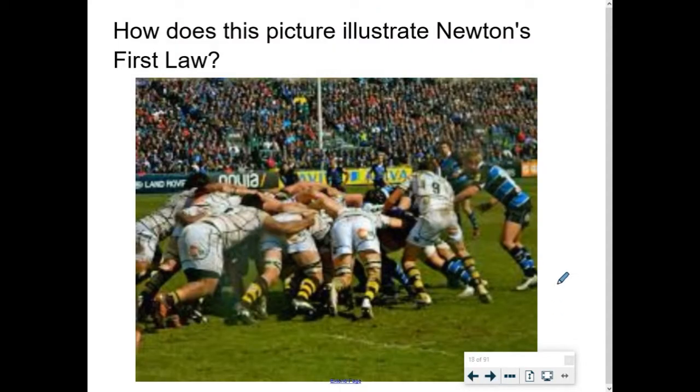Let's try another picture here. Any of you guys play rugby or football, or you kind of know the concepts? Okay.